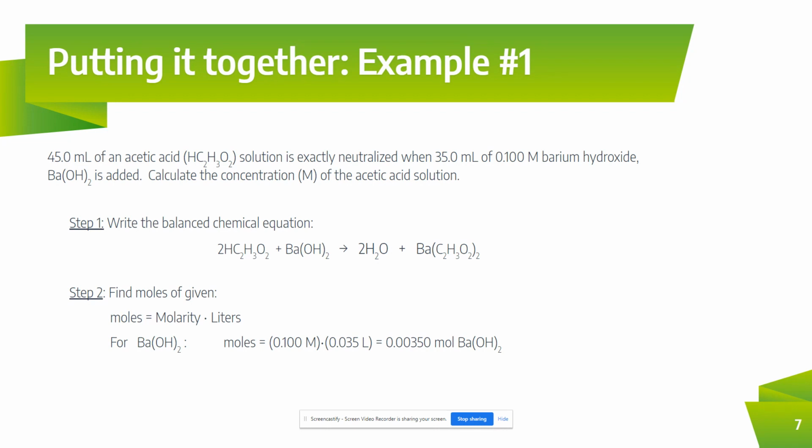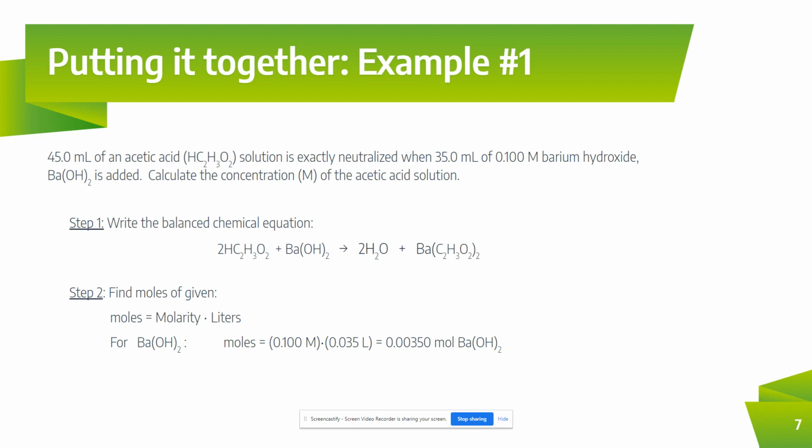Now I'm going to go through a couple example problems. This problem says 45.0 milliliters of acetic acid is exactly neutralized when 35.0 milliliters of 0.1 molar barium hydroxide is added. Calculate the concentration in molar of the acetic acid solution. I'm going to mention here that acetic acid is vinegar, so it's a very common weak acid.